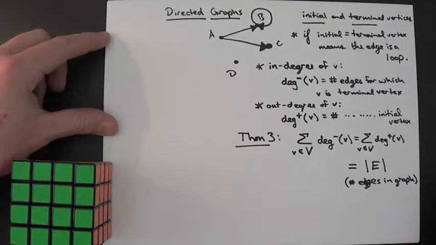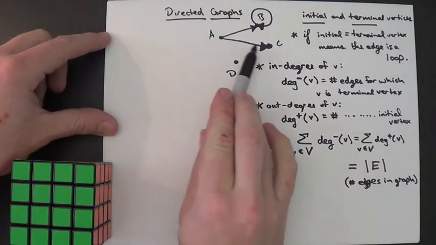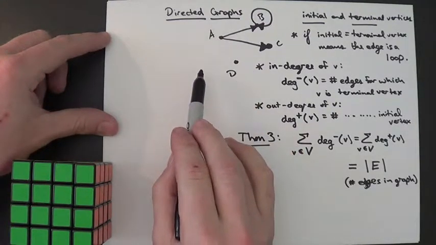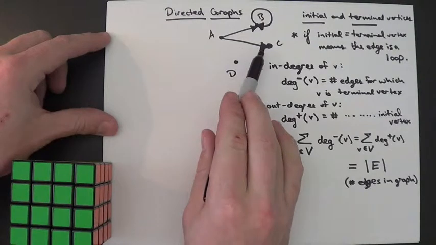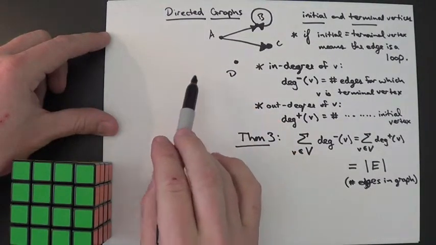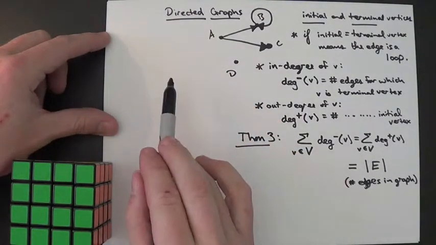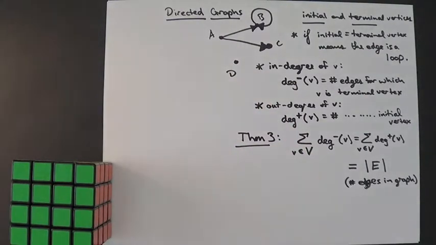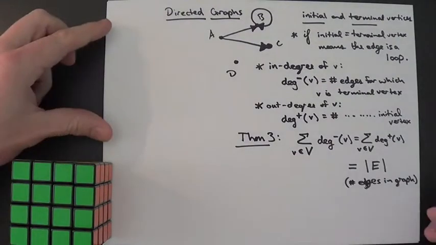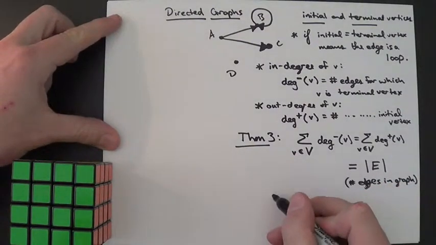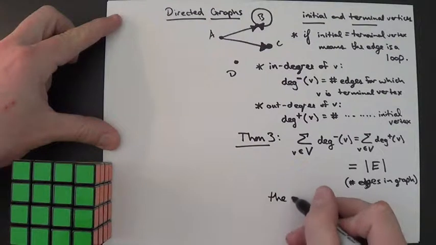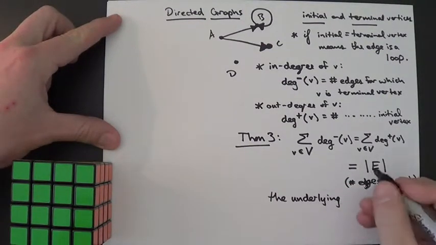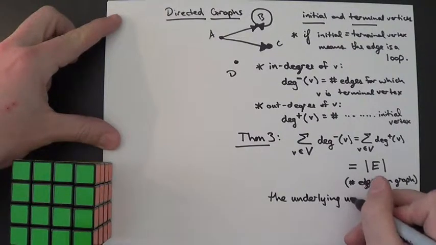Right. If each edge in a directed graph can only have one initial point and one terminal point, then we can count them by just counting all of the terminal points or all of the initial points, and that should give us the number of edges in the graph. Okay. Also, with this we could discuss the underlying undirected graph.